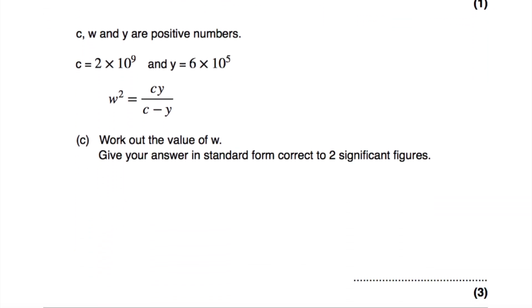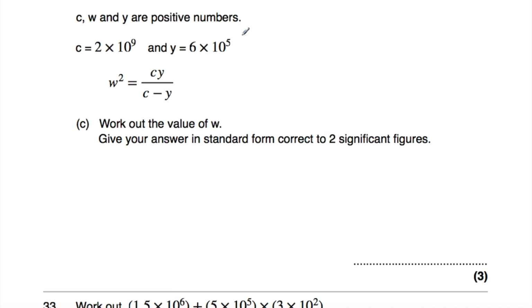We're told then that C, W, and Y are positive numbers, that C is equal to 2 times 10 to the power of 9, and that Y is equal to 6 times 10 to the power of 5, and that W squared is equal to CY over C subtract Y. And we've been asked to work out the value for W, so it seems quite complicated, but we want to find the value for W. And we want to give our answer in standard form, correct to 2 significant figures.